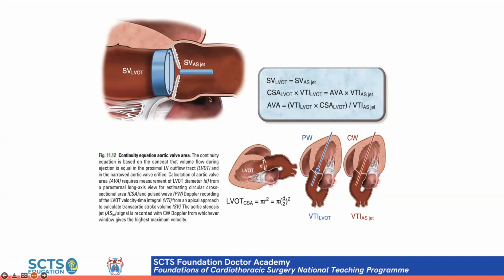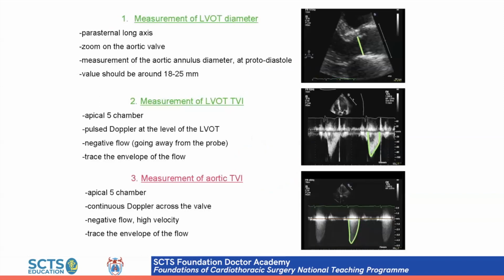We can then calculate the area of the valve and also the gradient across the valve. To measure these, we use ultrasound. We measure the area of the LVOT, the left ventricular outflow tract. That allows you to then put a special beam of Doppler across it using the apex. So here, from the apex of the ventricle, we can pass a beam of Doppler ultrasound through the valve.